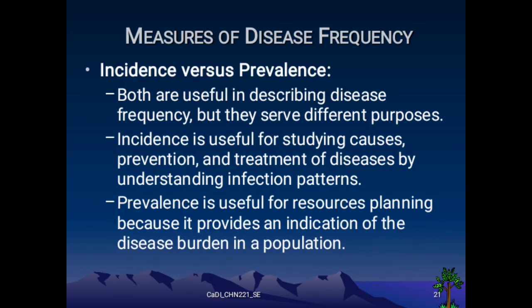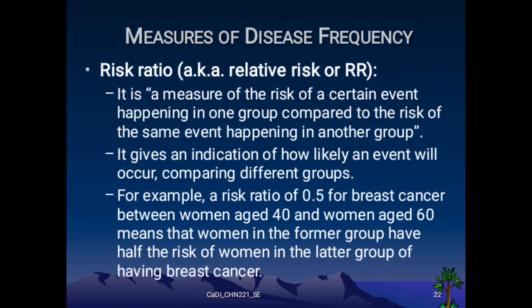Incidence versus prevalence. Both are useful in describing disease frequency, but they serve different purposes. Incidence is useful for studying causes, prevention, and treatment of disease by understanding infection patterns, while prevalence is useful for resource planning because it provides an indication of the disease burden in a population.